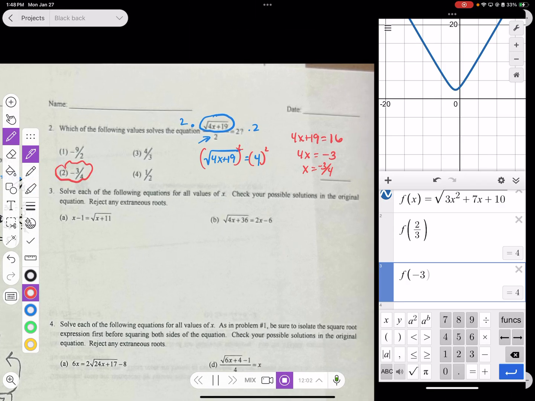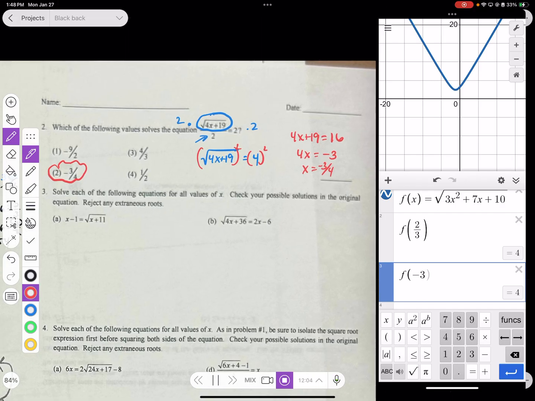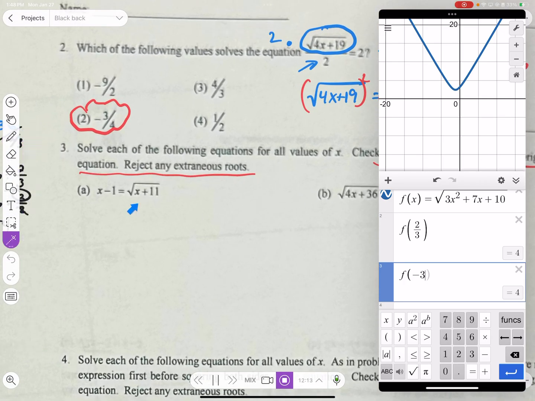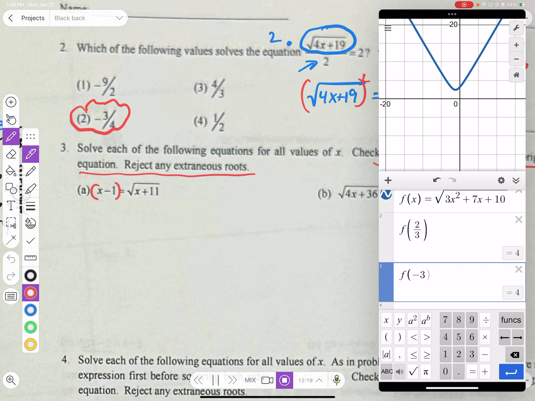Right? Absolute value, good alone. Check your possible solutions in the original equation. Reject any extraneous. So that's just telling you to check them. Hey, look at this one. The radical's alone. This time it's on the right-hand side of the equation, but it's by itself, so we can just square both sides. Right? The right side I love. Those radical and the exponent knock each other out. The left side I don't love so much, because it says I got to take x minus 1 times itself.